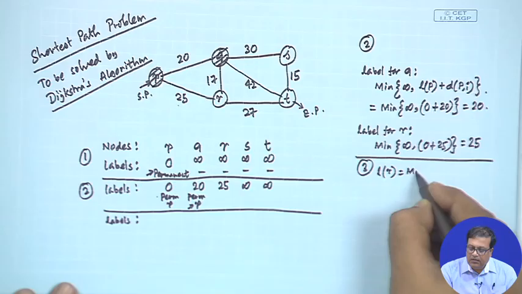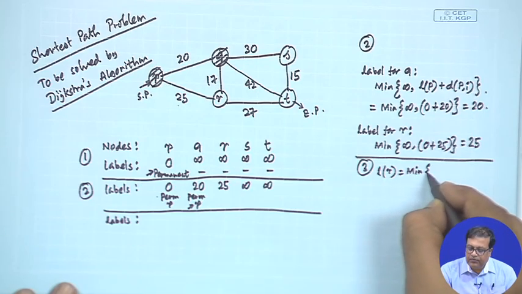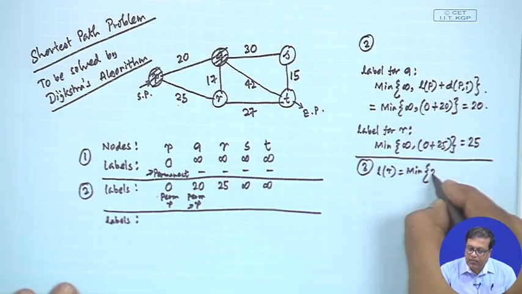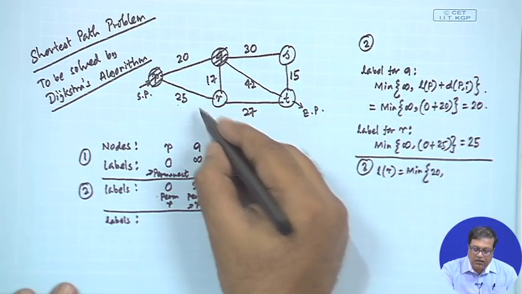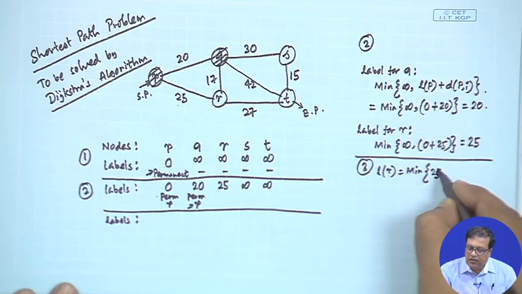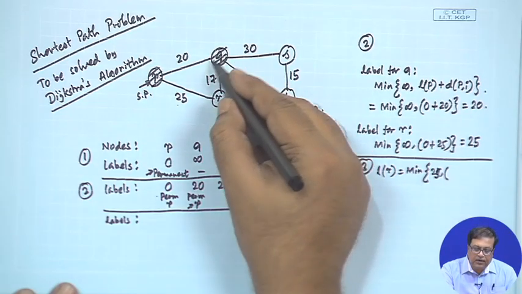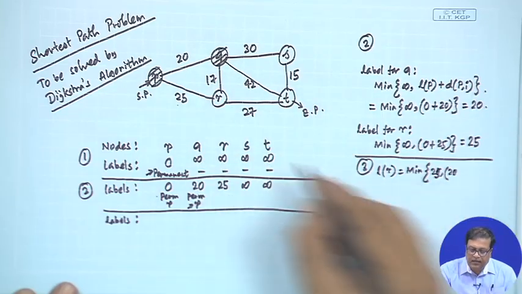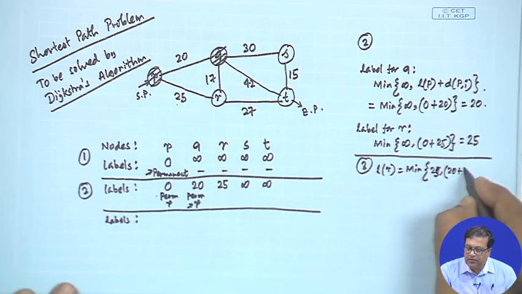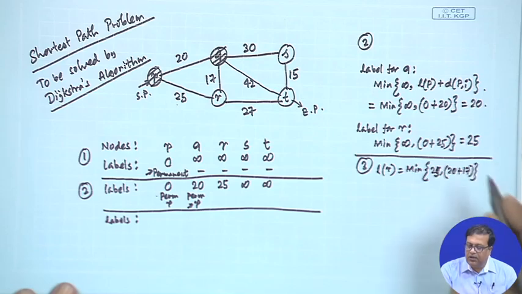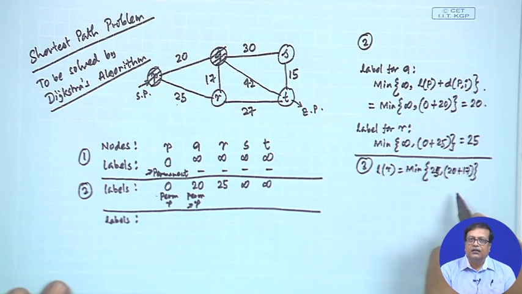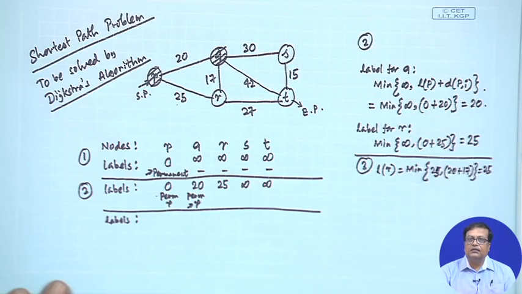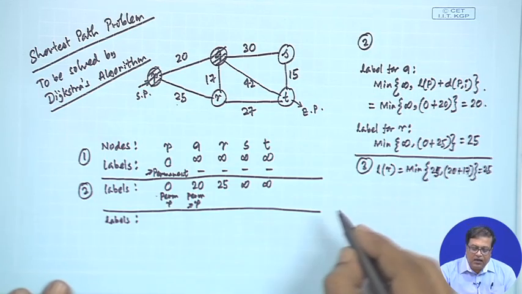It should be the minimum of the current level, that is 25, and 20 plus, that is the last node to be made permanent, plus 17. So, now which one is minimum out of 25 and 37? It should be 25 itself. So, no change happens as far as the level of R is concerned.